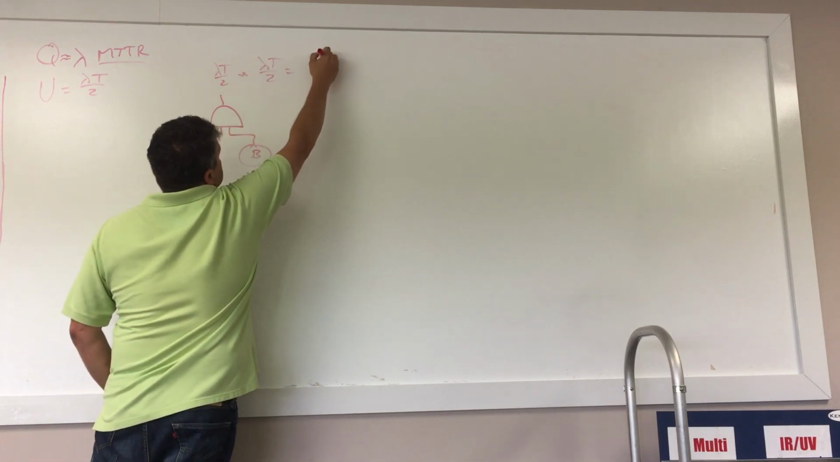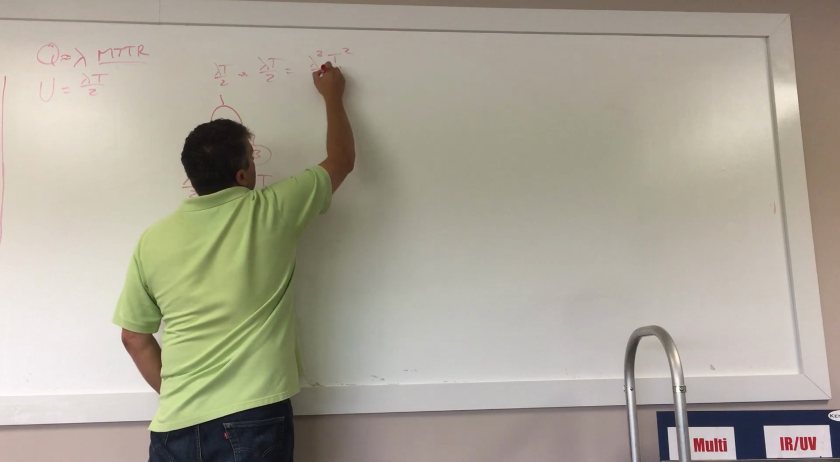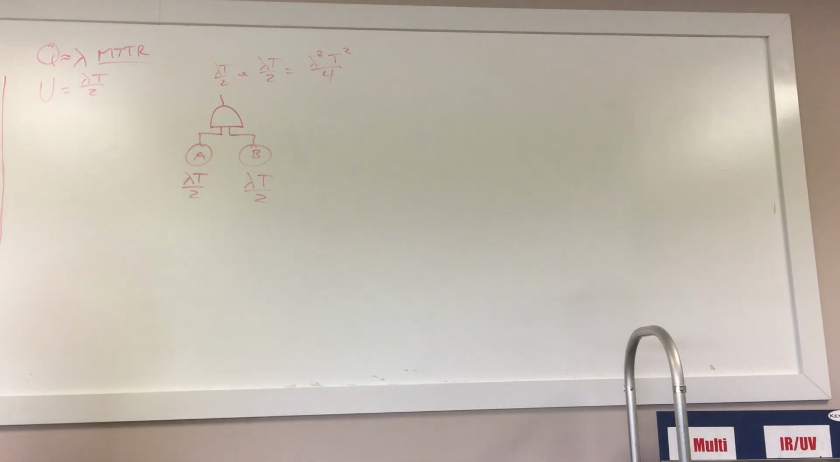So I would get lambda squared t squared over 4. Oh, wait a minute. I'm going to look at my equation sheet and it's going to say lambda squared t squared over 3. Is the equation sheet wrong? No, the equation sheet is not wrong. We have made a small, simple error in thinking about this.